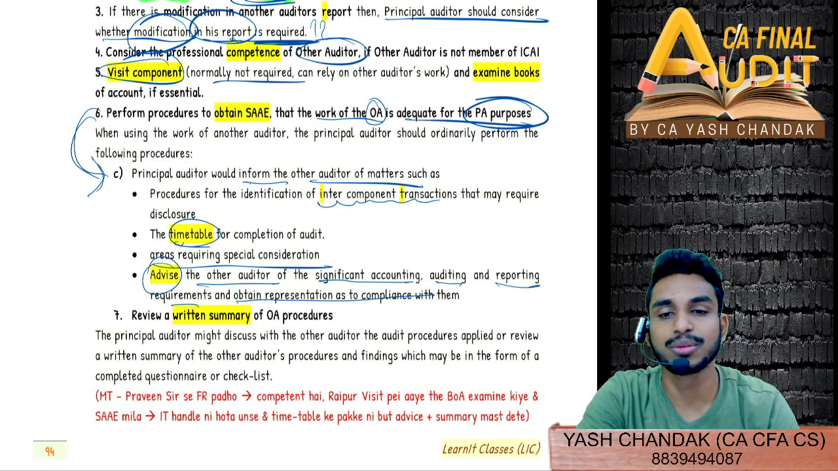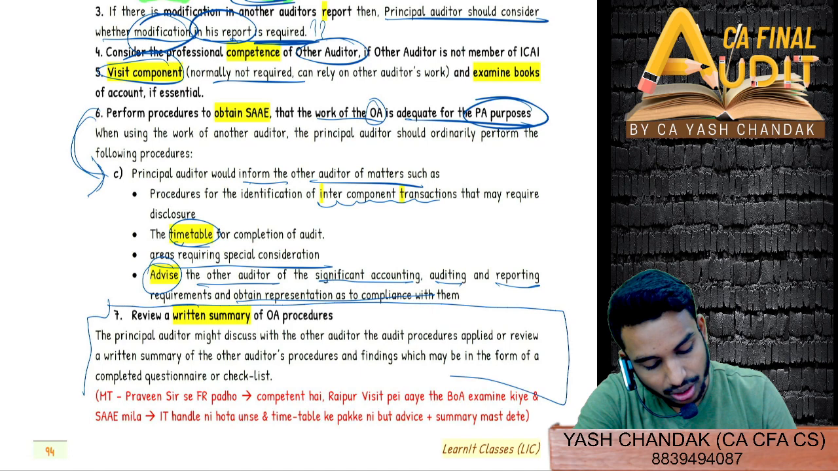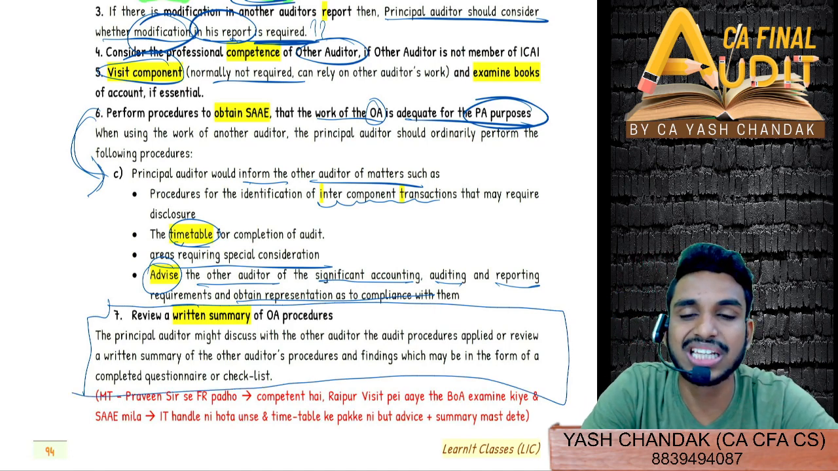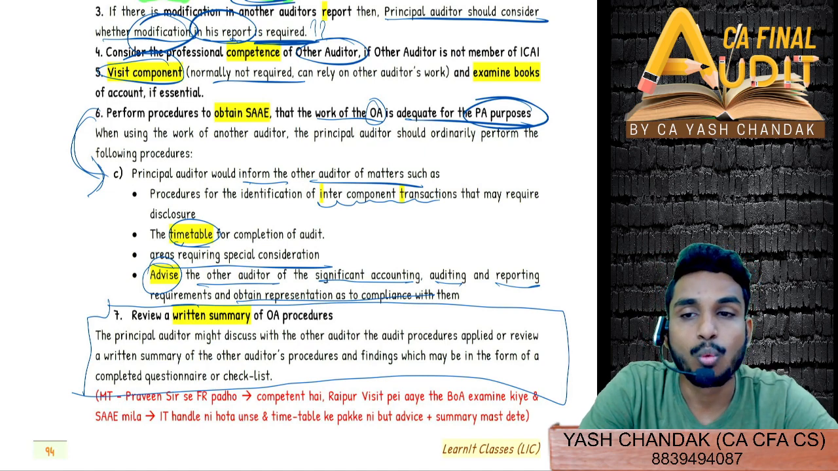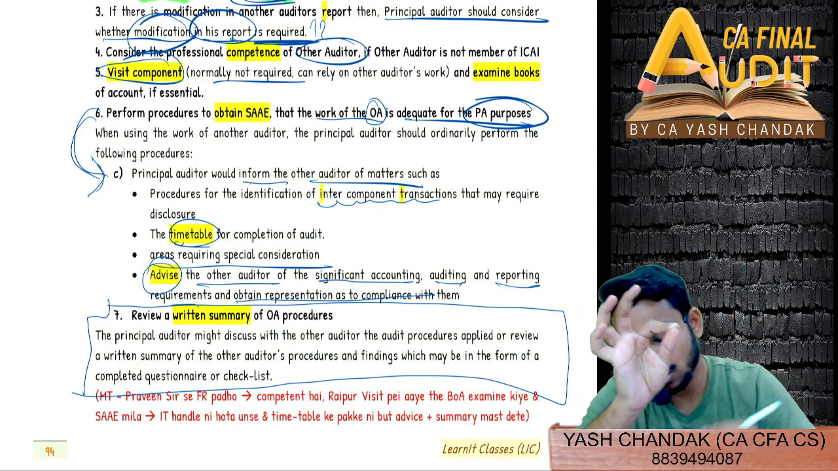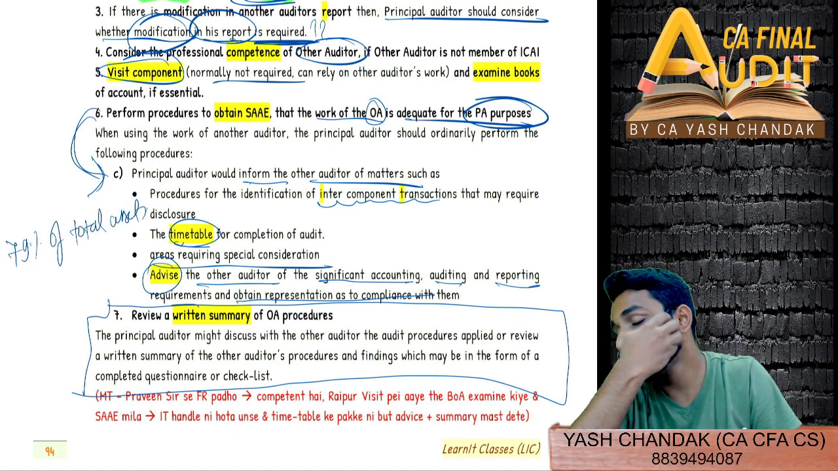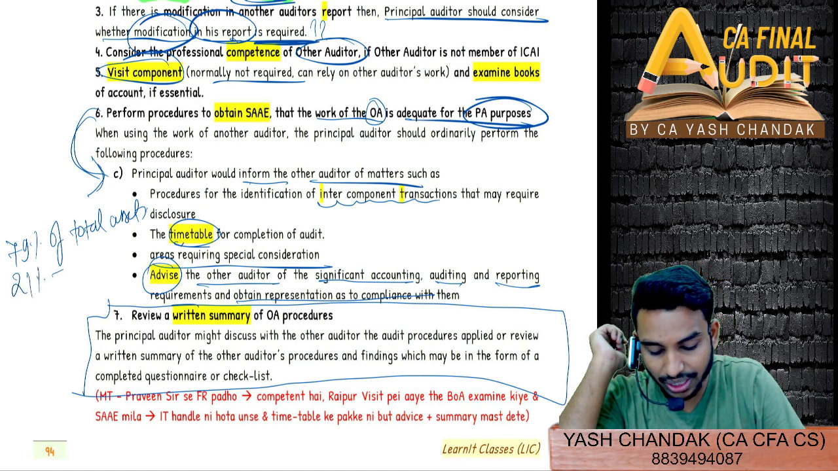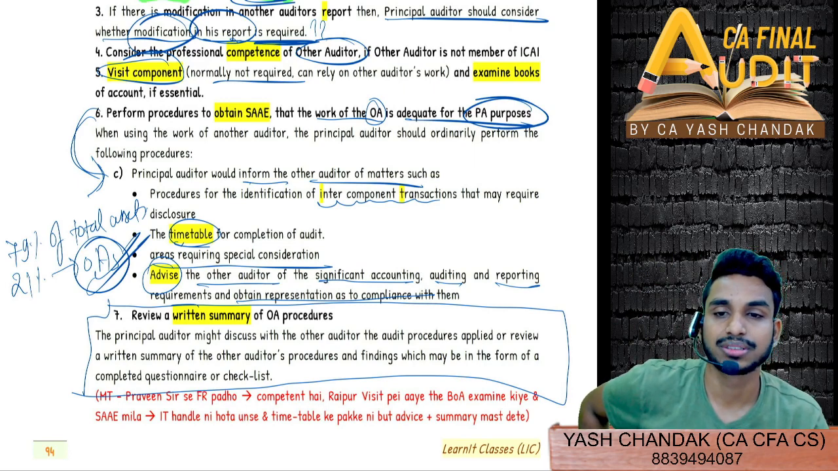Lastly, you need to review a written summary of other auditors' procedure, because ultimately you will be relying upon the other auditors. However, the responsibility will be divided. Responsibility will be divided means what? You will be responsible for whatever portion you did the audit, and the component auditors will be responsible for whatever portion they did the audit. So in our example, for 79% of total assets we will be responsible, and for the remaining 21% other auditors will be responsible.